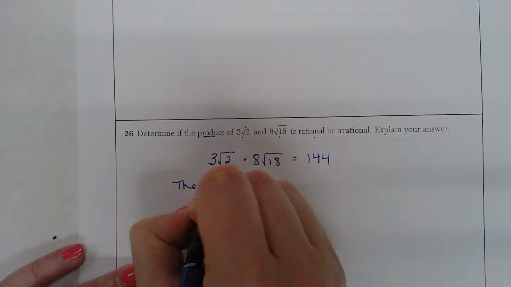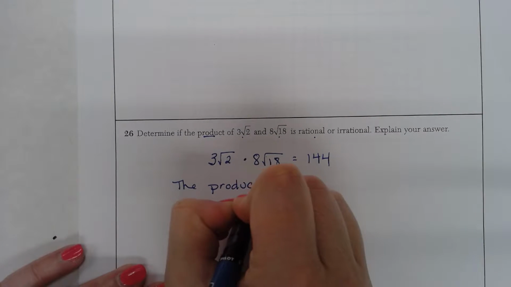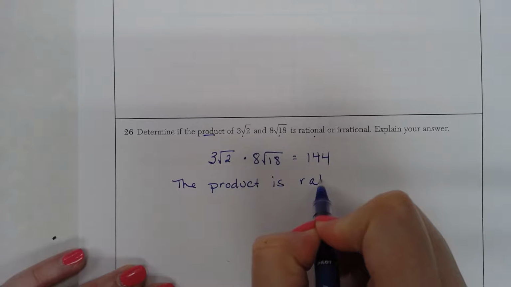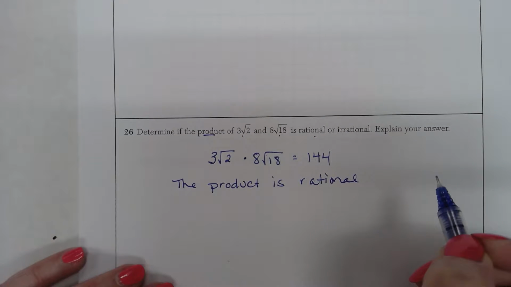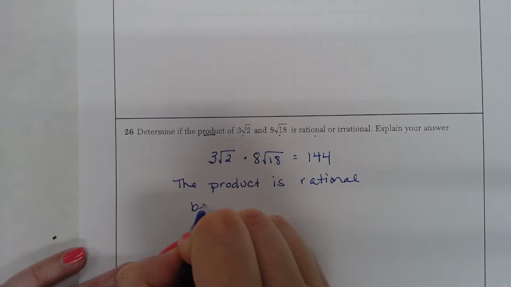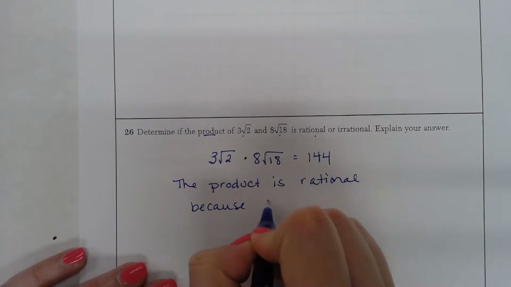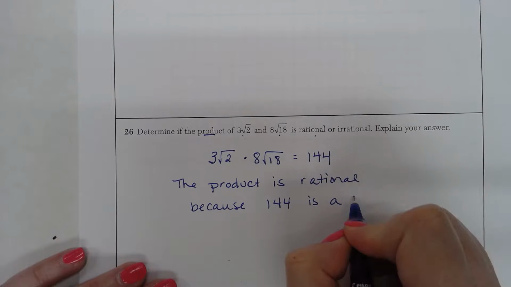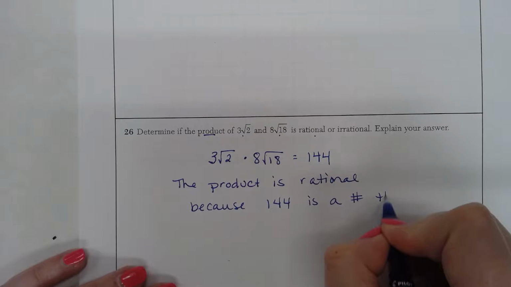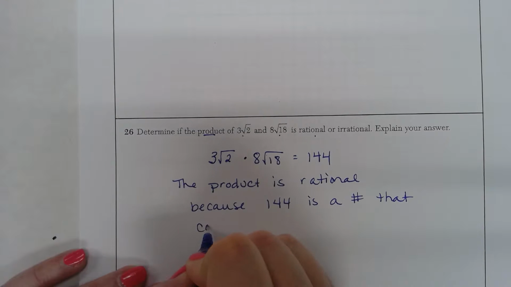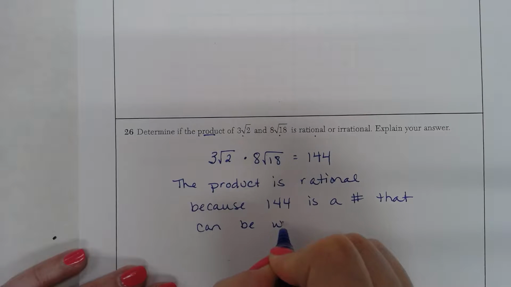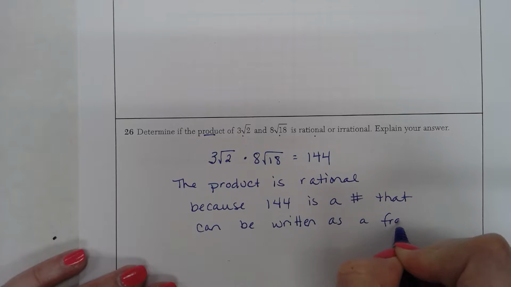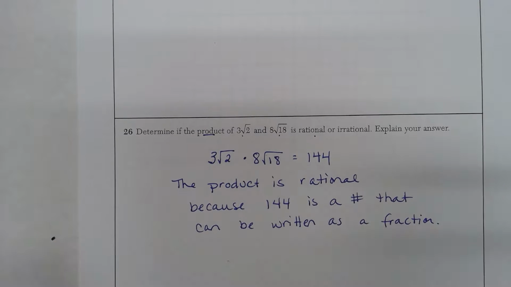The product is rational because 144 is a number that can be written as a fraction. Now remember, this isn't the only explanation.